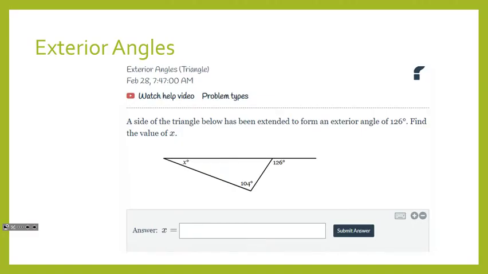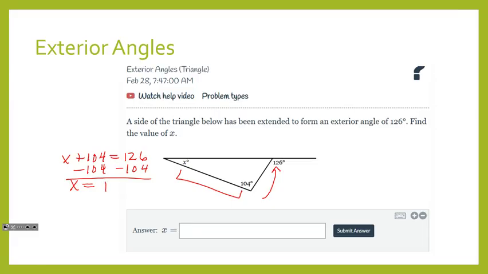This is the rule with the remote angles and the exterior angle: these two angles add up to give you this angle right here, the exterior angle. So x plus 104 equals 126. Minus 104, minus 104. So you get x equals 22. So that is what x is.